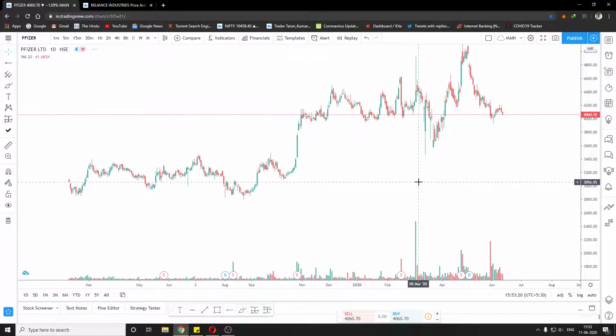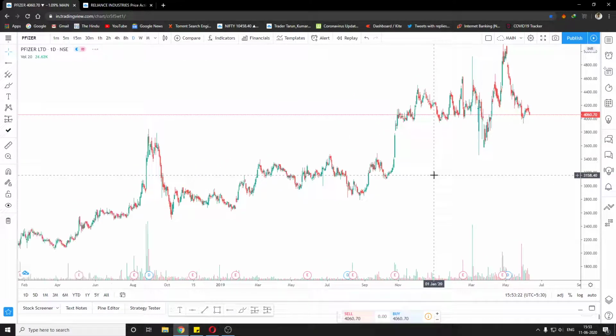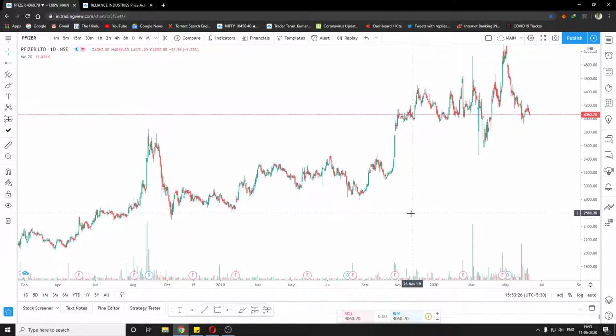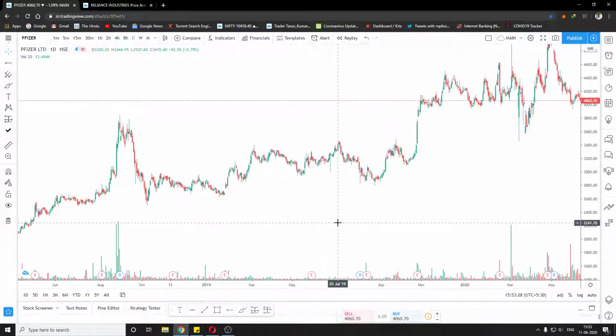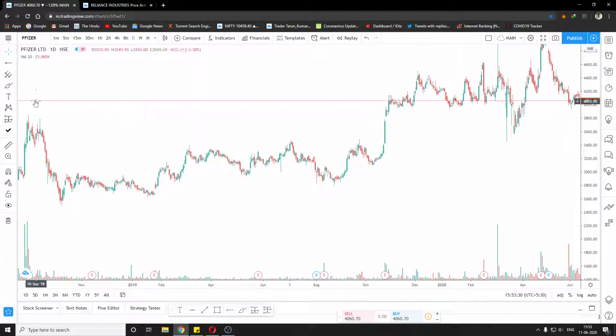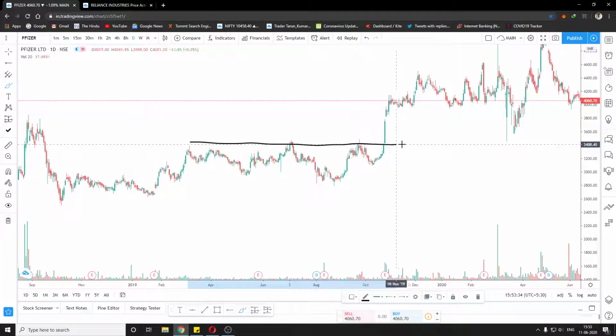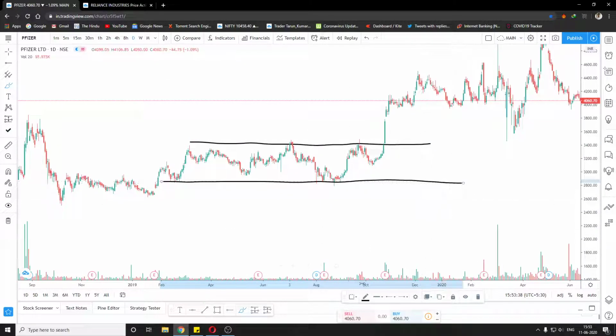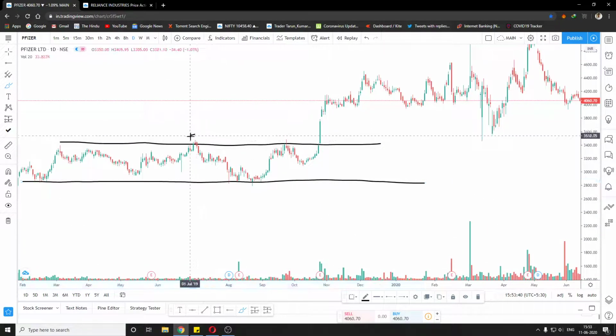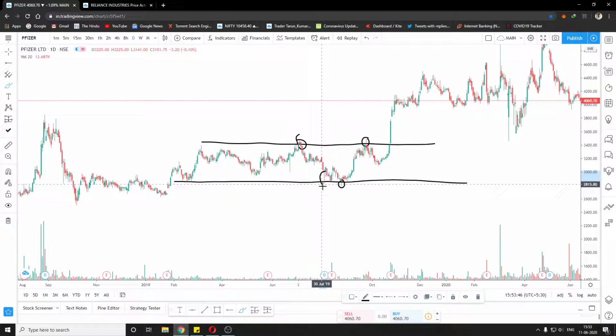Now we have to see which are the places of accumulation and distribution. So first we have this level. If you see, we have a resistance at this level and a support at this level. Now we see that there is selling volume at the tops and lower wicks at the bottom. So we have identified support and resistance.